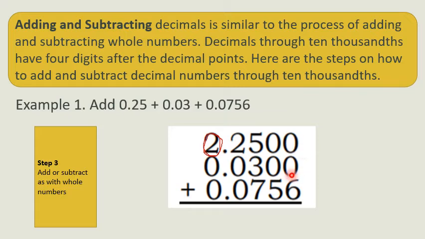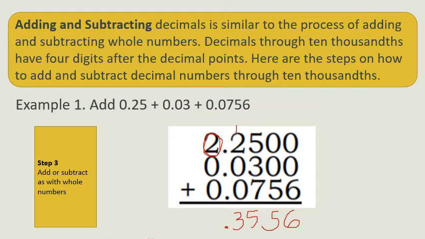Okay, so 0 plus 6 is 6. Then, 0 plus 5 is 5. Next, 5 plus 3 is 8, plus 7 is 15. So, 5, carry 1. Then, 1 plus 2 is 3. Yun na yun kasi puro 0 na natira. And then, kung nasaan yung decimal point, doon natin itatapat din yung decimal point natin dito. So, ito siya.